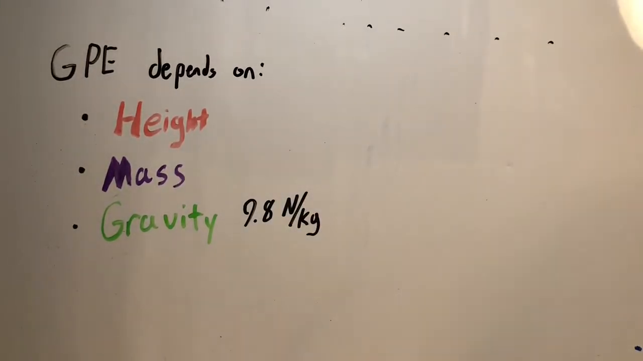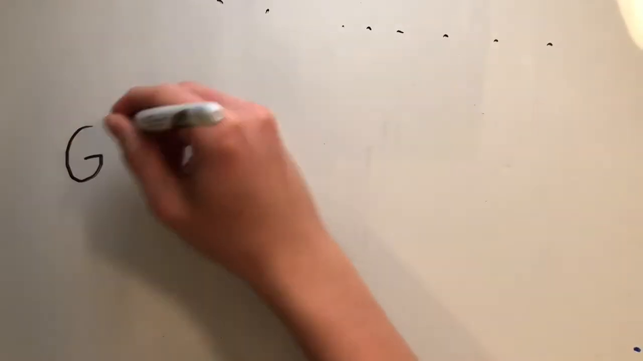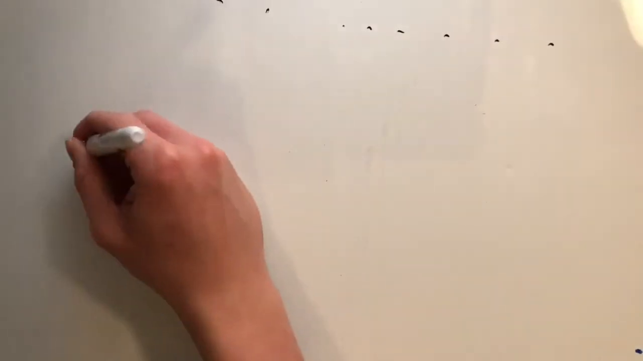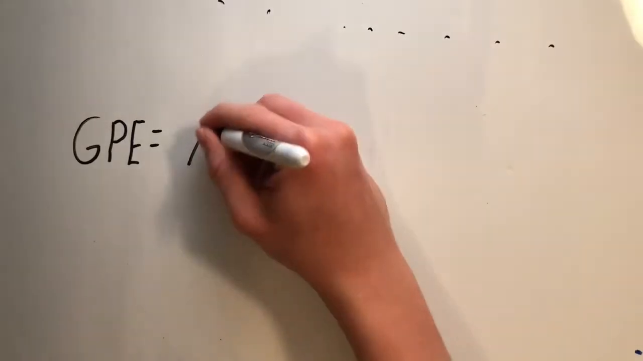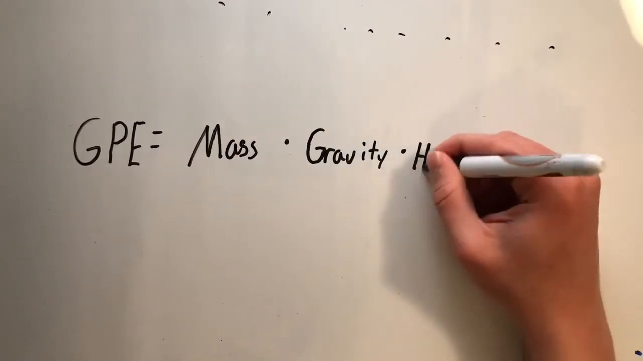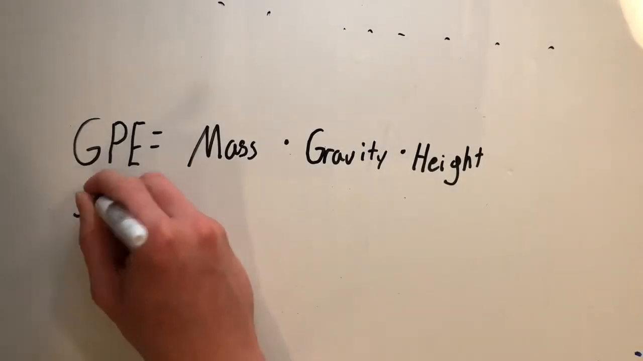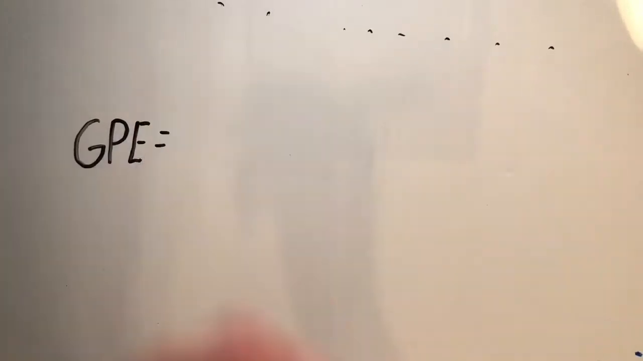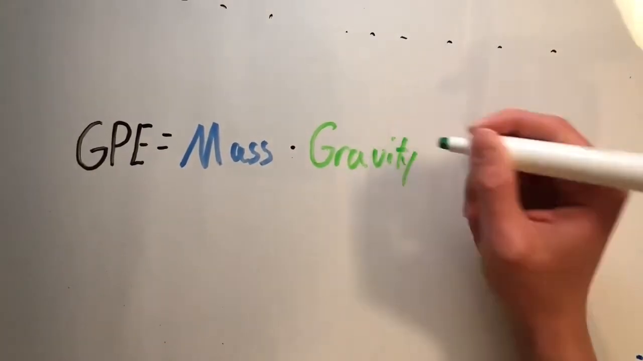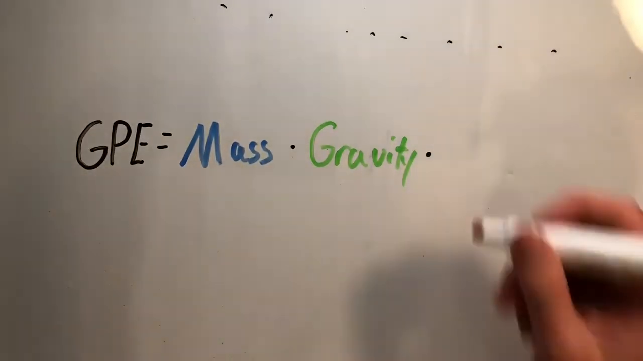We can turn these values into a formula. As far as we know, everything that attributes to gravitational potential energy is height, mass, and gravity. We can take that and turn it into the equation. Gravitational potential energy equals mass multiplied by gravity multiplied by height. GPE is measured in joules. Mass is measured in kilograms. Gravity is measured in newtons per kilogram. As long as you are on Earth, it will always be 9.8 newtons per kilogram. And height is measured in meters.